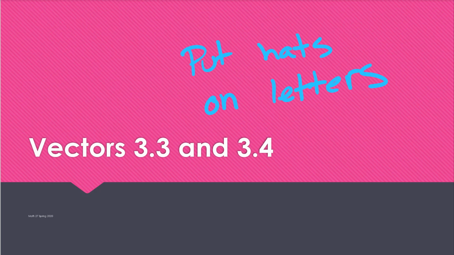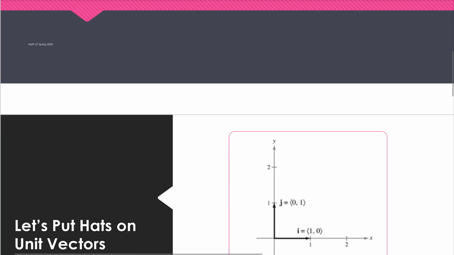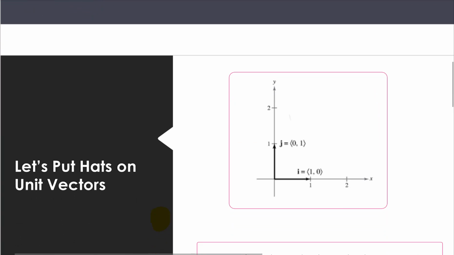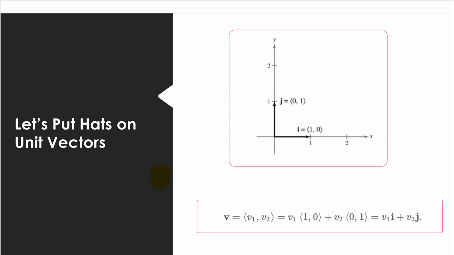That's right. Hats on letters. At least some people do this. I had to get into it. So we talked about that unit vector last time. So let's talk a little bit more about this unit vector, but two special unit vectors. Two very special ones, just the horizontal unit vector and the vertical unit vector.